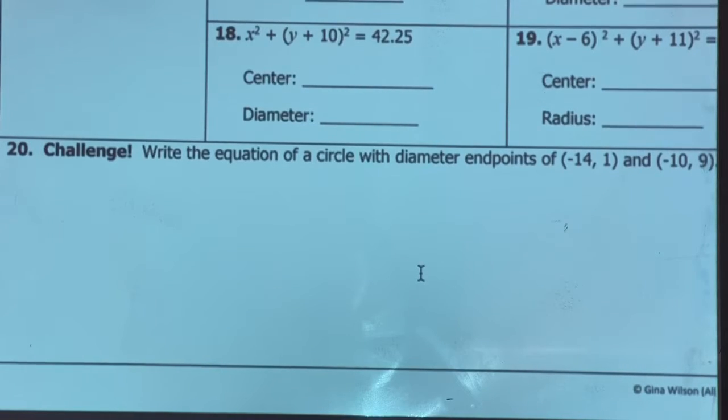Okay, here's the last video in the circles, so writing the equation of a circle. In this case, we have to write an equation of the circle with the diameter endpoints of negative 14, 1 and negative 10, 9. They gave us two endpoints, and that's a diameter, which means in order to find the radius, we want to just take half of that, right? So we want to find the midpoint of it.